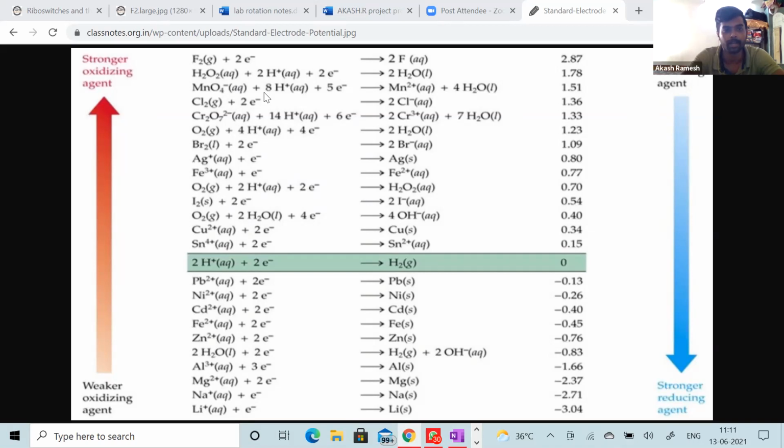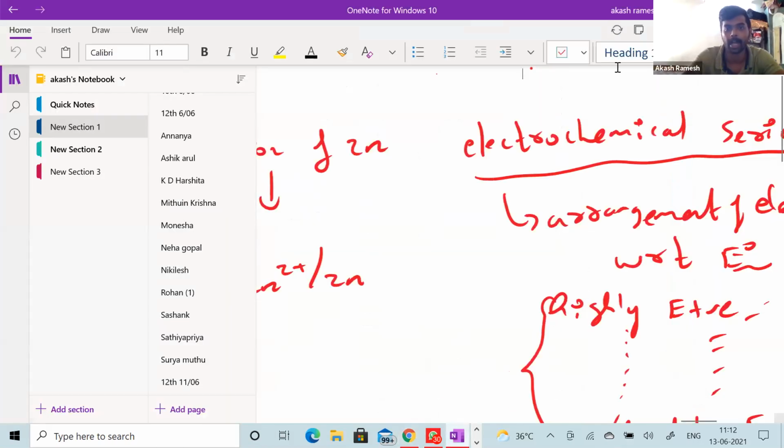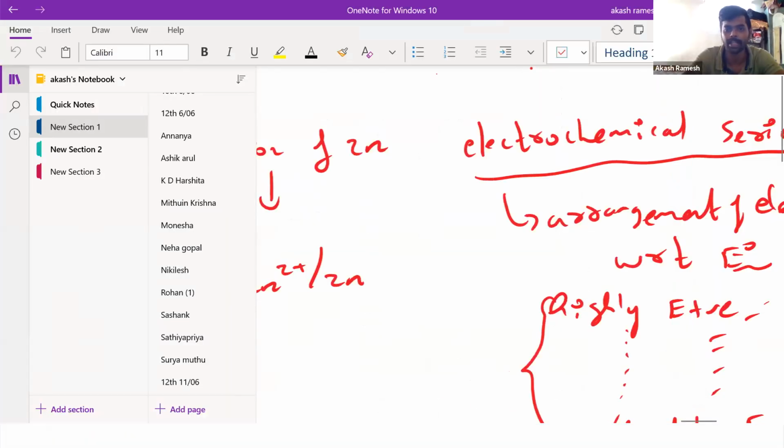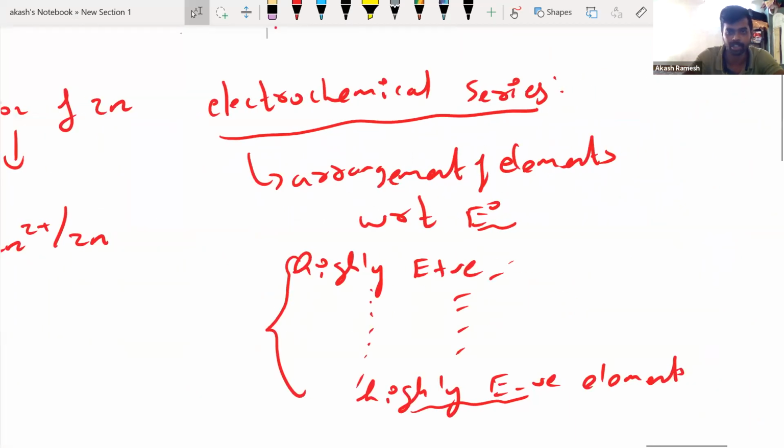Now that comes after chlorine comes, oxygen comes, bromine comes, and eventually you will see that for standard hydrogen electrode it is 0, right? And eventually you will see that all the other metals which have a natural tendency to undergo oxidation will have negative values. Okay, is it okay, Rohan? Is it fine? Yes, sir.